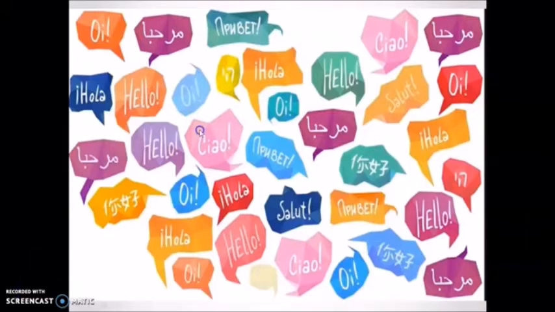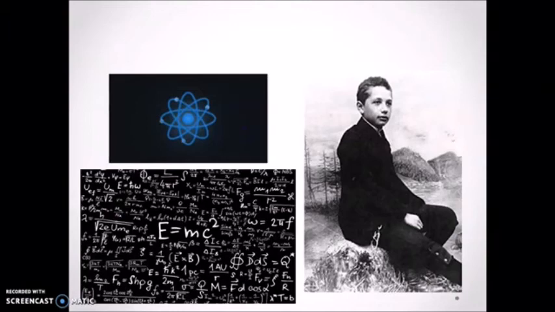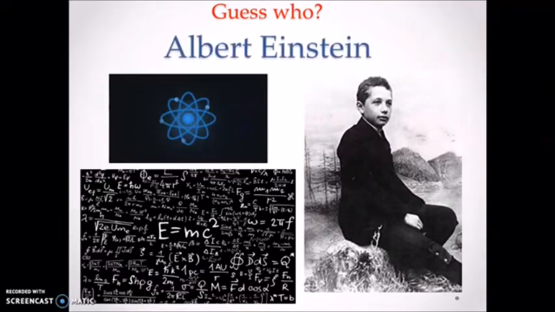Let's get it started. Do you know who this young man is? Any ideas? No? Okay, what about this? This can help you. An atom, maybe? Yes, and the most famous formula. Okay, the theory of relativity, you know. And could you guess who? Yes, that's Albert Einstein. Bravo, you guessed it right. We're going to read a text about Albert Einstein today.